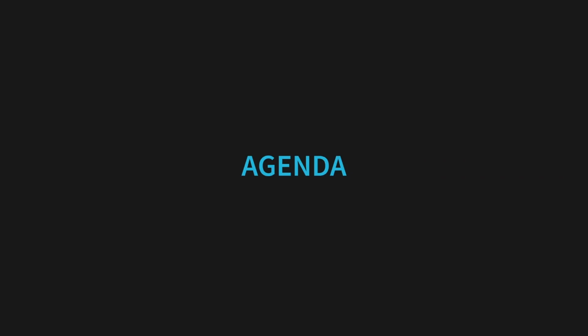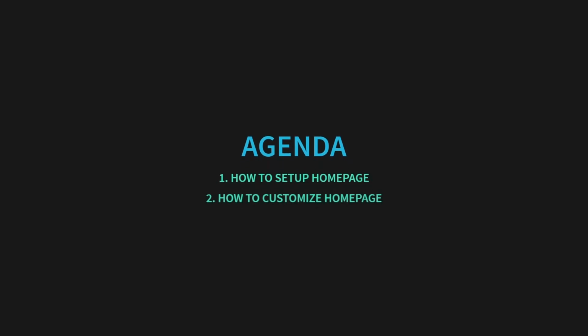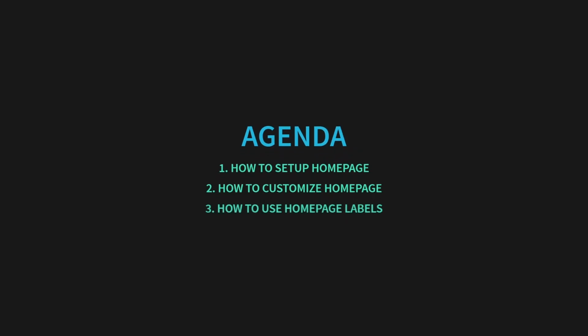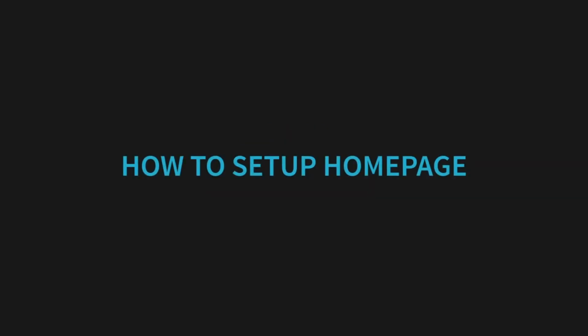Today, we're focusing on Homepage, which will serve as the main landing page for our server. We'll cover how to set up Homepage in a Docker Compose stack, how to customize Homepage, and how to use Homepage labels to make our applications appear on the landing page. By the end of this video, you'll have a landing page for your server to help you navigate across all your applications. Let's start by setting up Homepage in a Docker Compose stack.